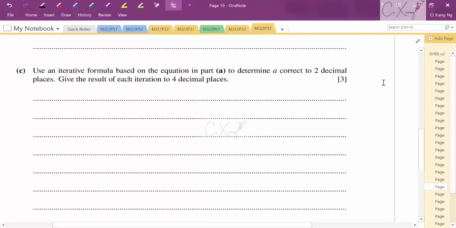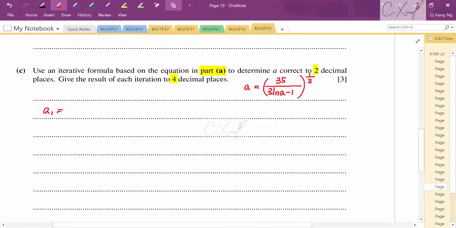Okay, so for part C, they want us to use the iteration formula based on the equation in part A to determine a correct to 2 decimal places and also give the result of each iteration to 4 decimal places. So again, I'm writing out the iteration formula, where this is our 1/3, right? Okay, so this is our iteration formula basically. And then we have to find out the root correct to 2 decimal places and each iteration to 4 decimal places. Okay, they didn't give us any initial value.